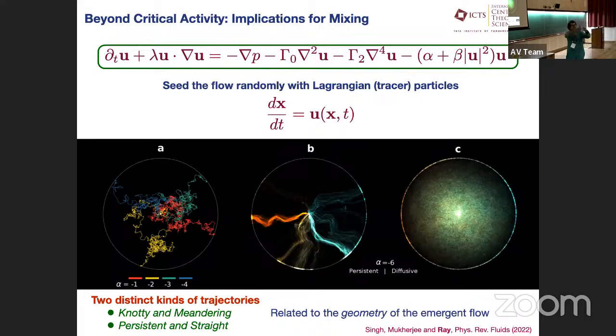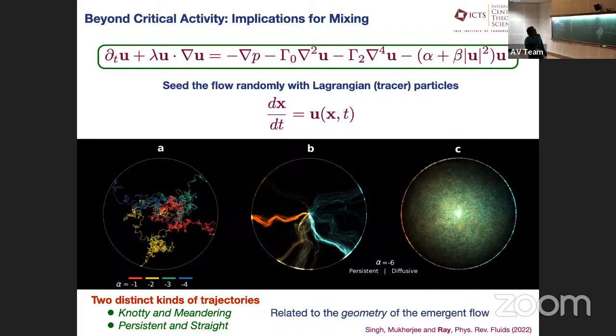For visualization, we've just taken all the trajectories and put them at the same origin. If you look, you'll see that at lower activity, when things are not very active, these trajectories meander, just like a random walk. However, when things cross alpha c, which is -5, you have a bunch of trajectories which do not meander, but actually go in straight lines. And you have a bunch of trajectories which do the usual Brownian stuff. So beyond the critical activity, there are trajectories which are persistent, and there are trajectories which are diffusive.